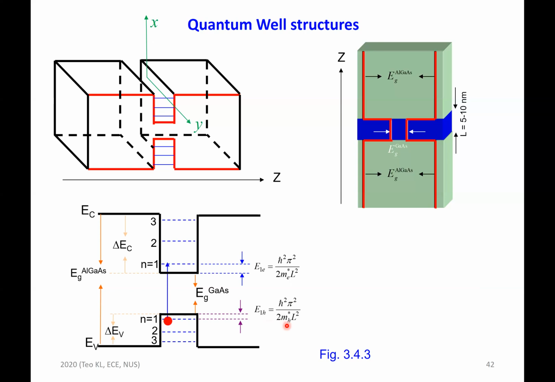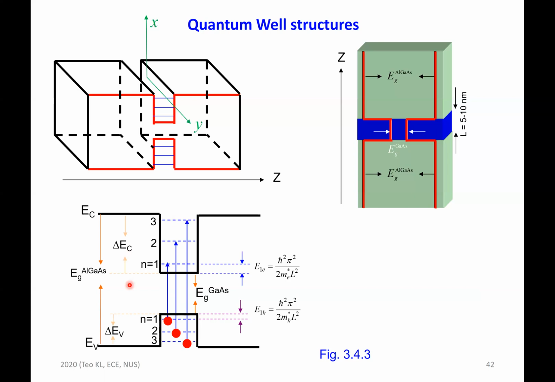Next, there is a selection rule for the transition of the electron from the valence band to the conduction band for a quantum well. So if you come in with a photon energy, the electron can absorb photon energy by going from n equals 1 to n equals 1, or n equals 2 to n equals 2, or n equals 3 to n equals 3.